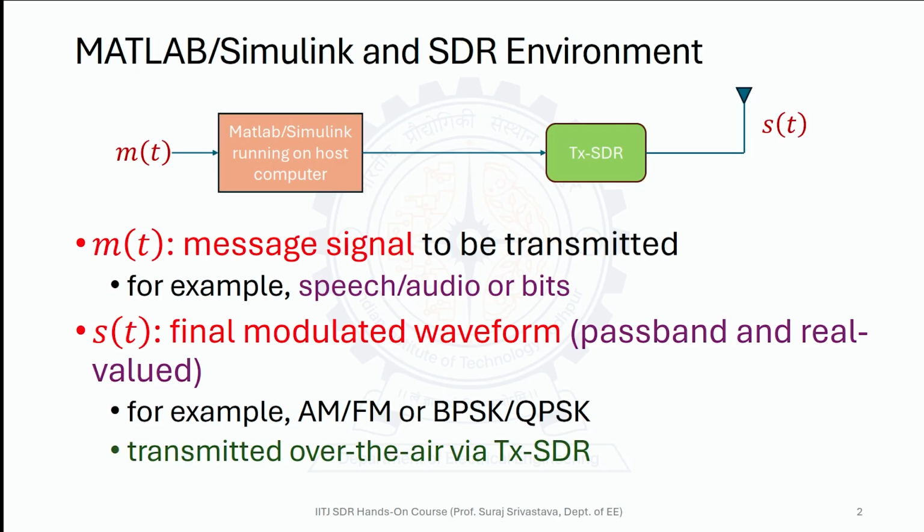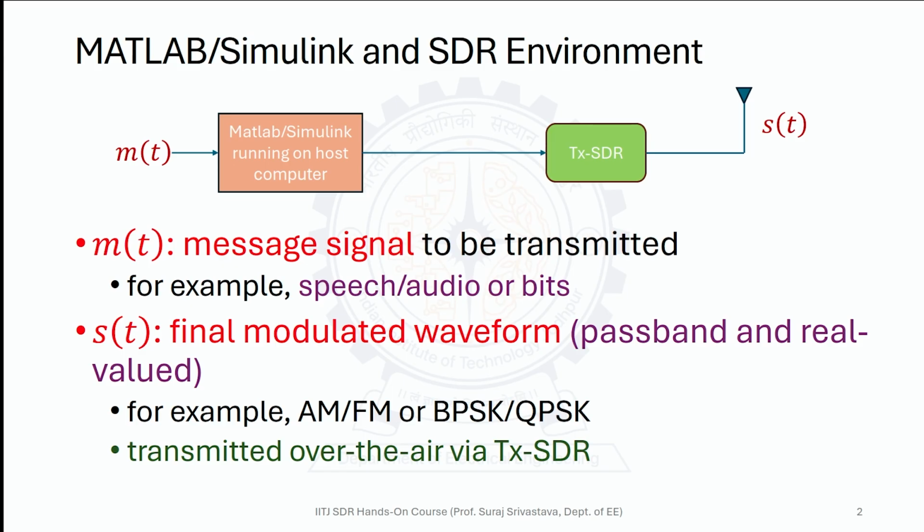So what we had seen in the last lecture, generally the message signal is denoted by m(t). So m(t) is the message signal which we have to transmit. For example, for the analog case, it can be a speech signal or audio signal. These are the analog signals, and for them we will be using analog modulations. Or for the case of digital communication, we will have the message signal in the form of bits which we will be transmitting using a digital communication system.